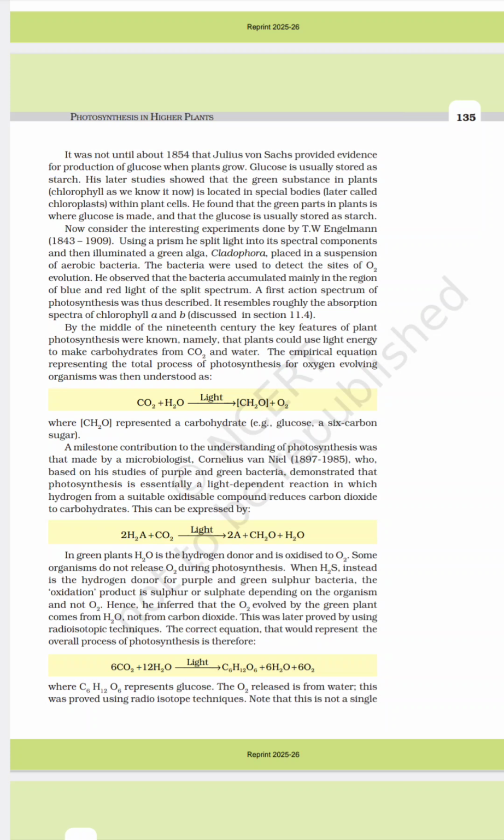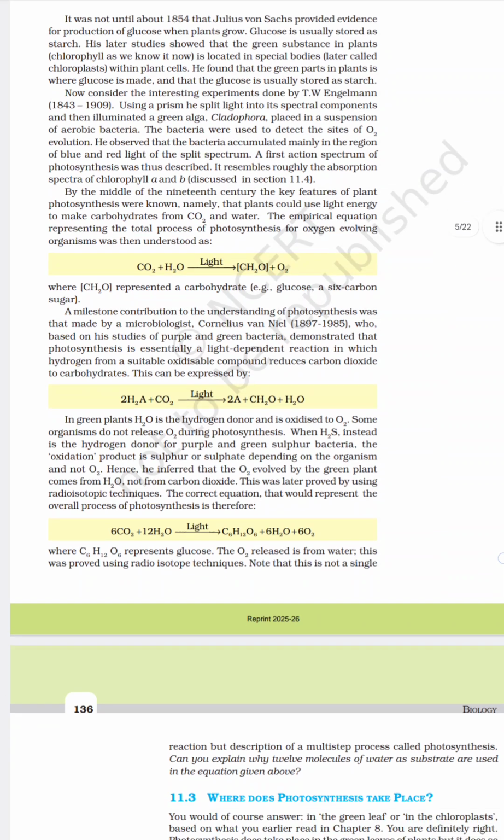Hence, he inferred that the O2 evolved by green plants comes from H2O, not from CO2. Here the balanced equations are shown: CO2 and water produce glucose, and H2A and carbon dioxide produce glucose. 6CO2 plus 12H2O gives rise to glucose, oxygen and water.